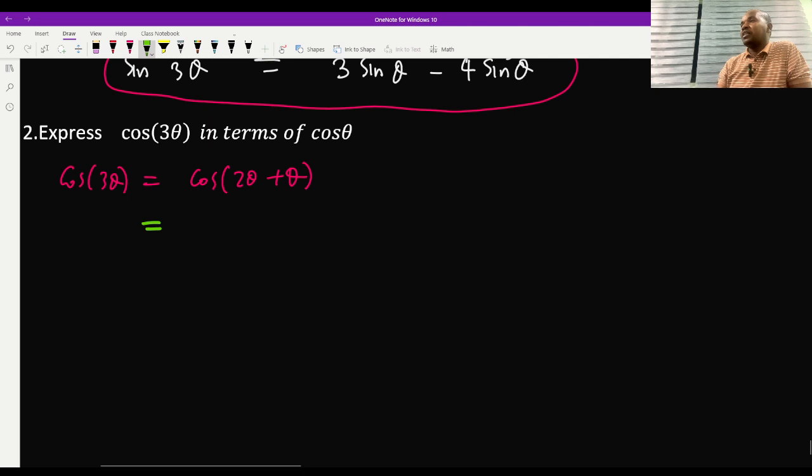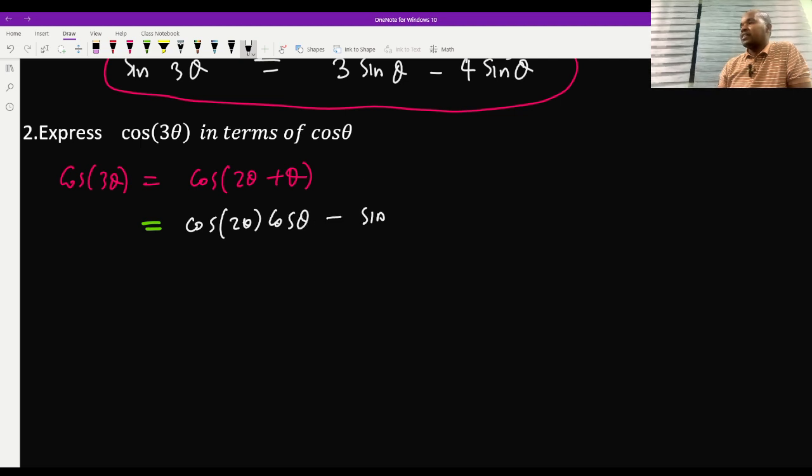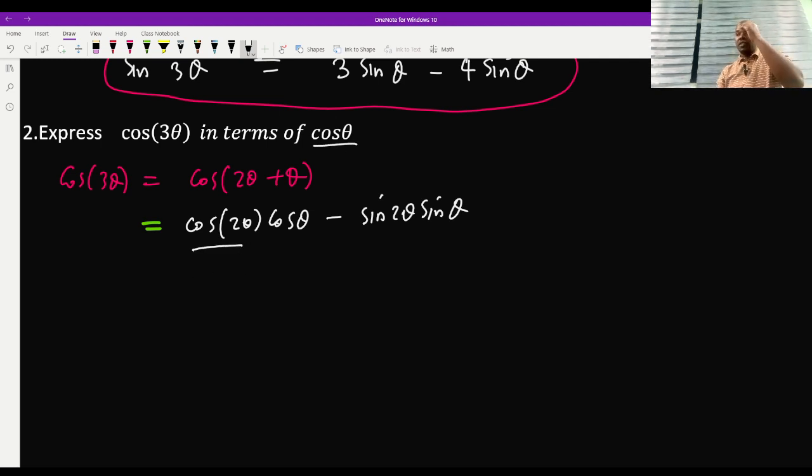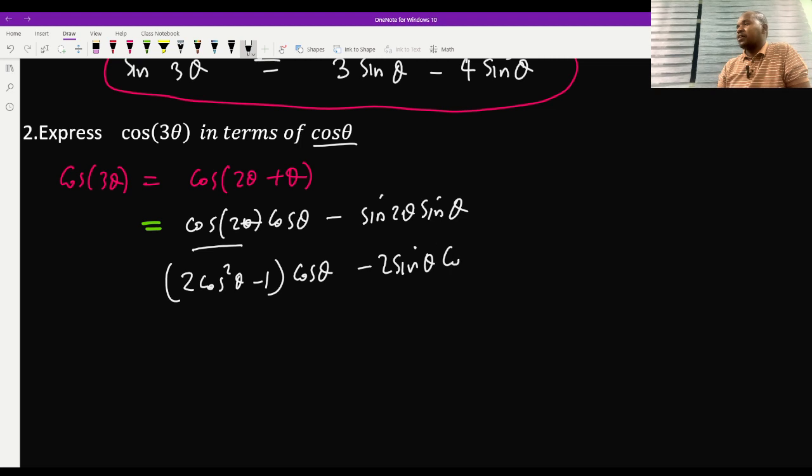And by expanding now, we'll be having cosine 2 theta cosine theta minus sine 2 theta sine theta. And because we are going to express this in terms of cosine, I'll just plug the expression corresponding to cosine 2 theta directly here, which is actually 2 cos square theta minus 1 multiplied by cosine theta minus, you have 2 sine theta cosine theta cosine theta.